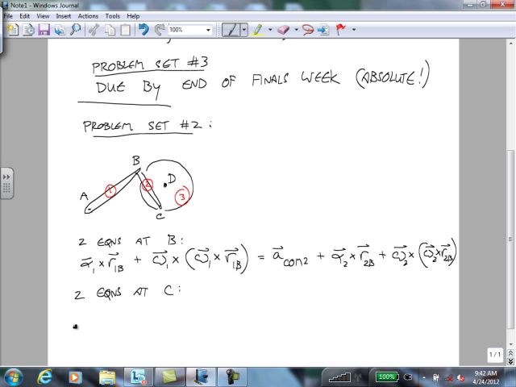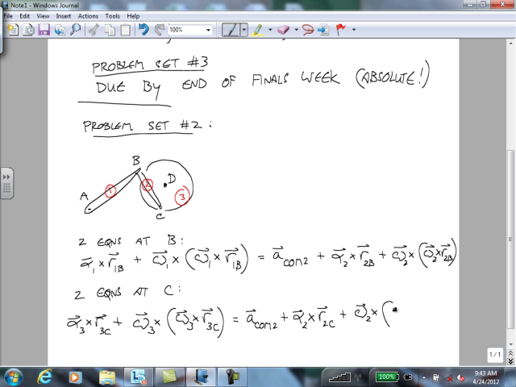since body 3 is fixed at D, you could write this as alpha 3 cross R3C plus omega 3 cross omega 3 cross R3C is equal to A center of mass 2 plus alpha 2 cross R2, this time we're going to C, plus omega 2 cross omega 2 cross R2C.